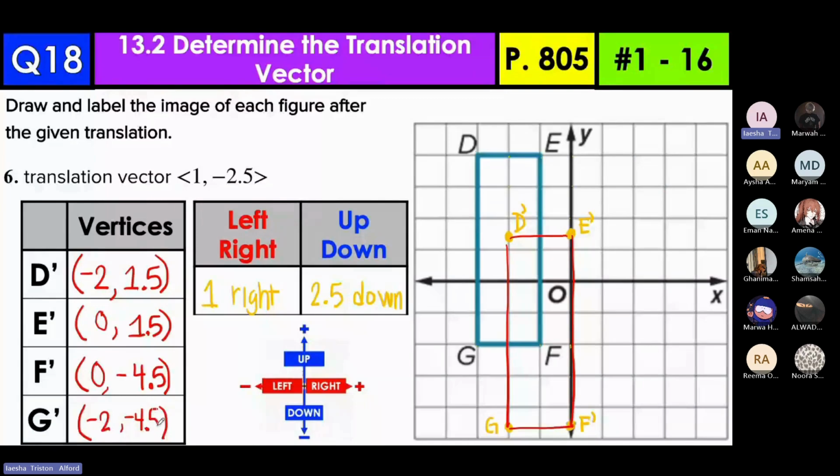All right. So draw and label. Write out what your vector is and do it. Every point, corner of the shape has to go right 1, down 2.5. Then write what the ordered pair is.